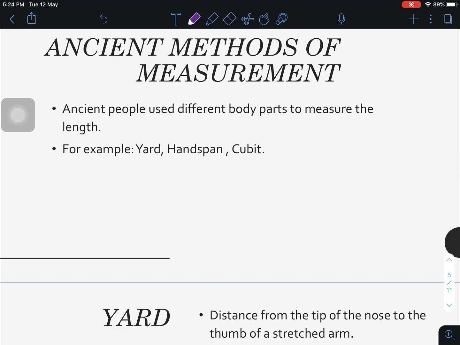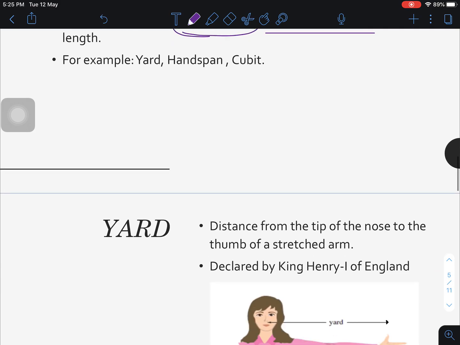Now when you measure something, you have your ruler, your inch tape, your meter scale. When you go to a clothes market or any shop which is selling clothes, you see that they have a big metal scale that is known as a meter rod, right? Now they have it, but earlier it was not the case. People did not have rulers, metal rods or anything like that. So they used their different body parts to measure length.